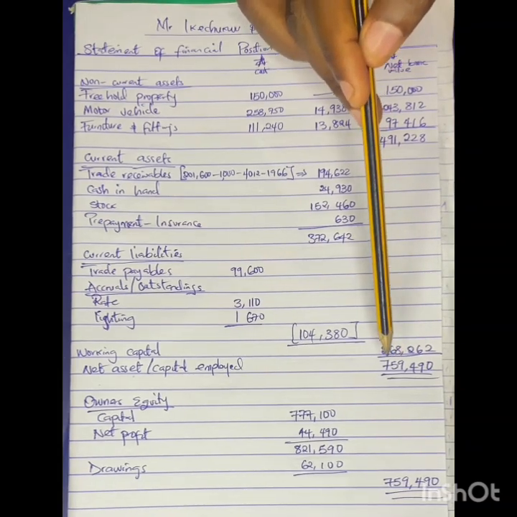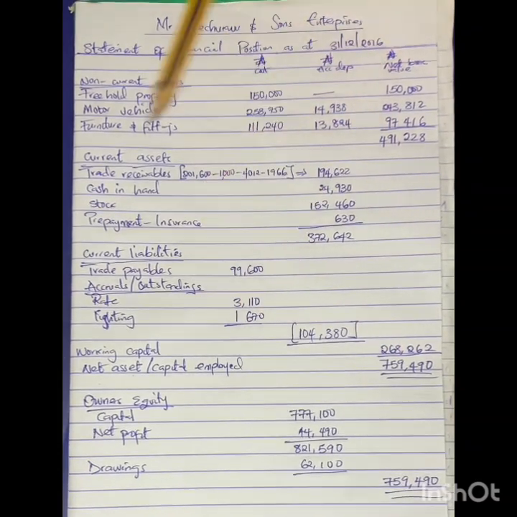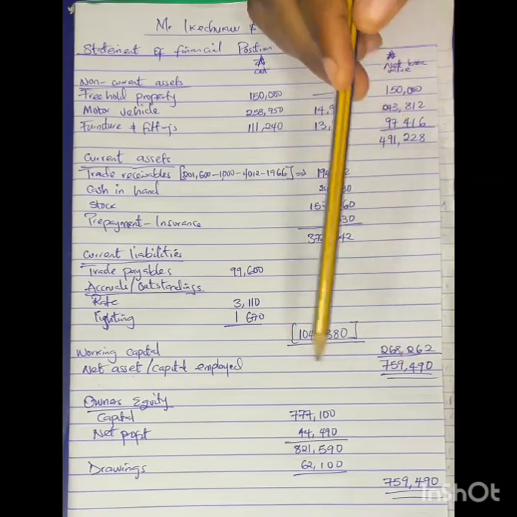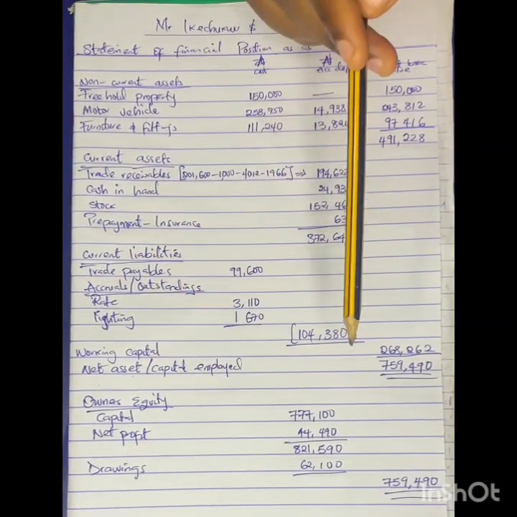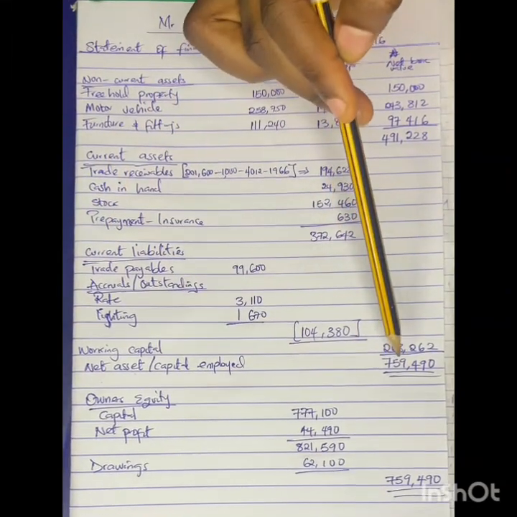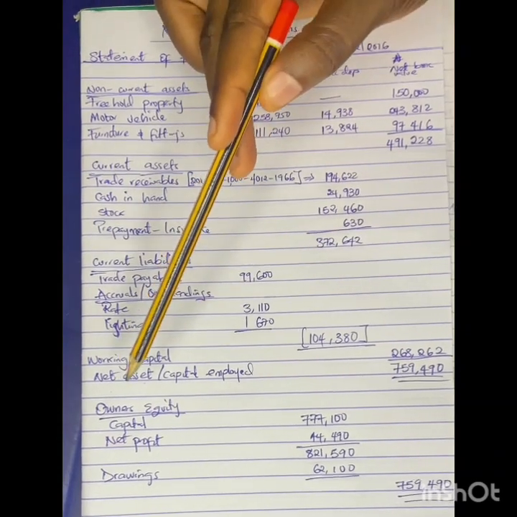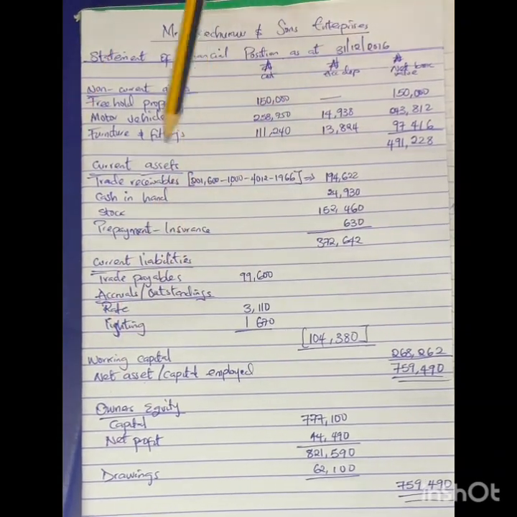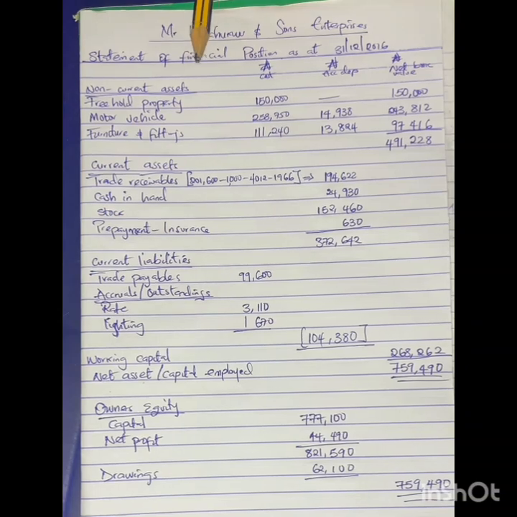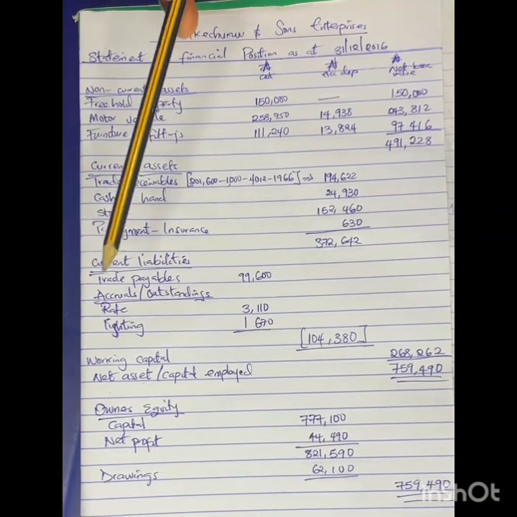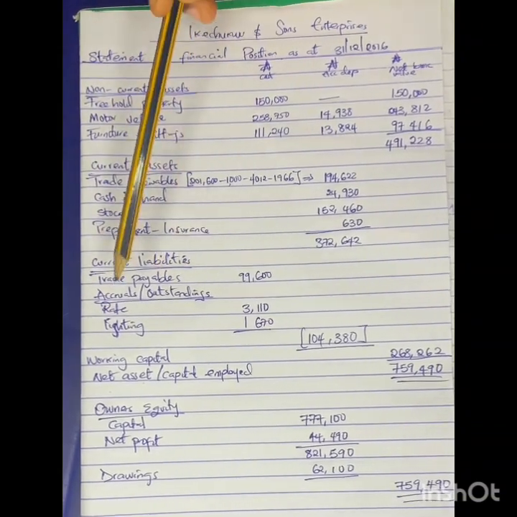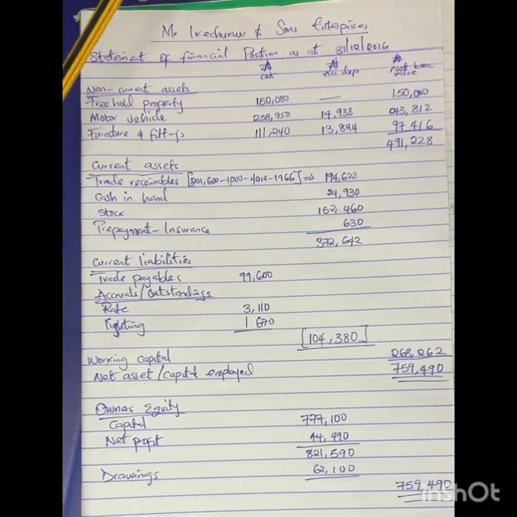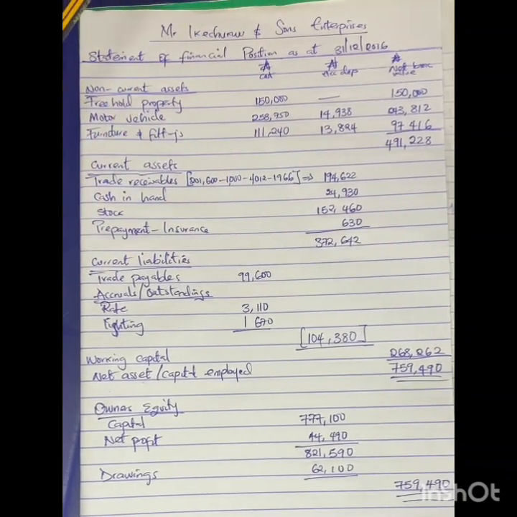Our net assets, which we can also call the capital employed. Now we don't have any long-term liability, that's why we stop here and then move to the owner's equity. Like we always say, total assets minus liabilities should give us capital. So in this case, we only have our current liabilities, so total assets minus current liabilities should give us capital at the same time.